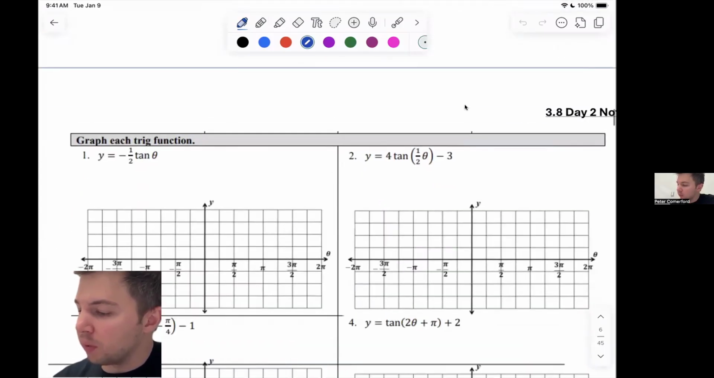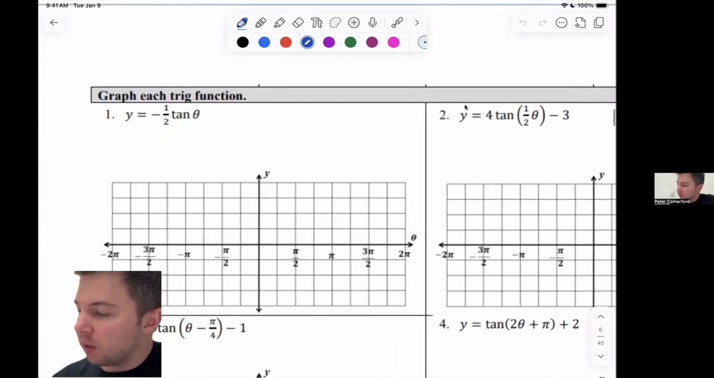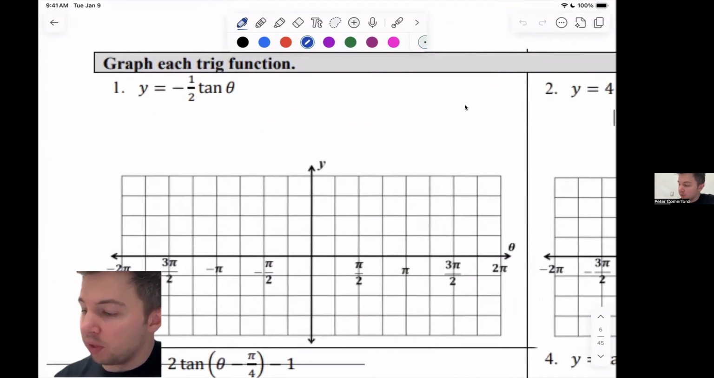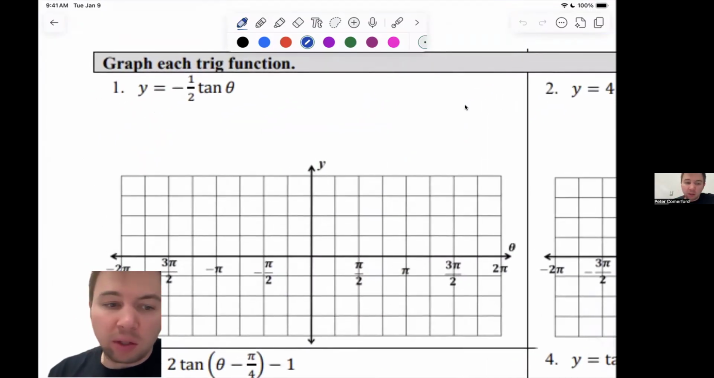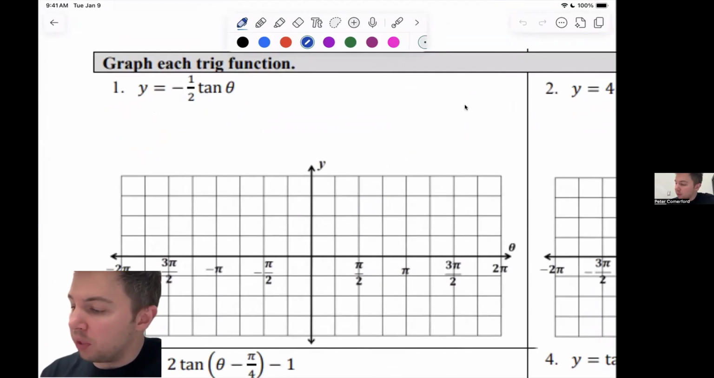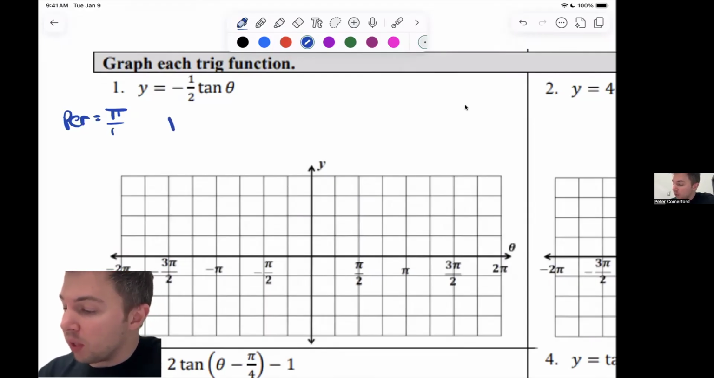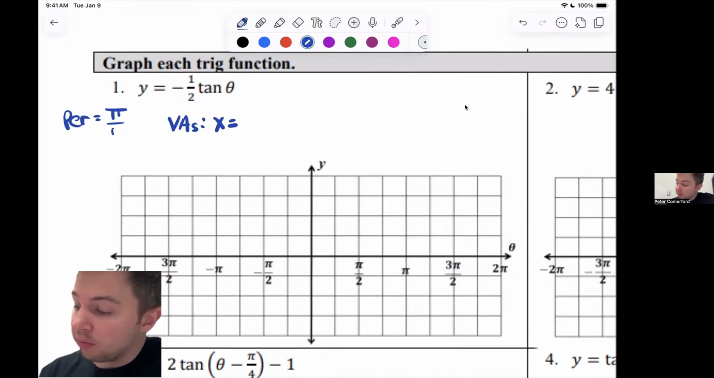Basically, the rhythm to get into is, first, you find the period. Here, the period equals pi over b for tangent, but in this case b is 1, so the period is just pi. If there's no phase shift, our vertical asymptotes are at x equals, we cut the period in half, so pi over 2. That's going to be the location of an asymptote.